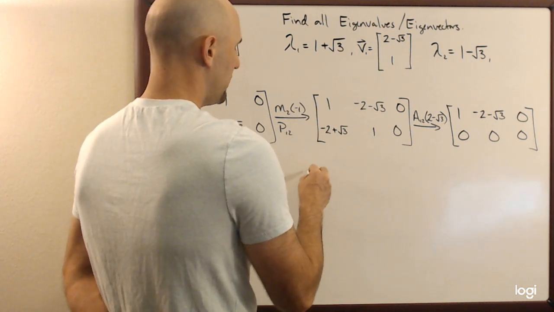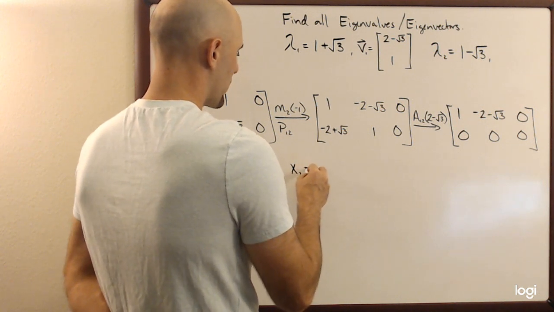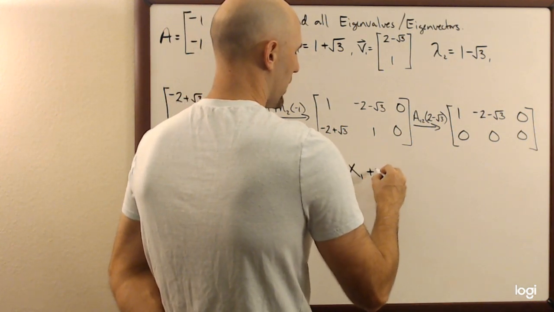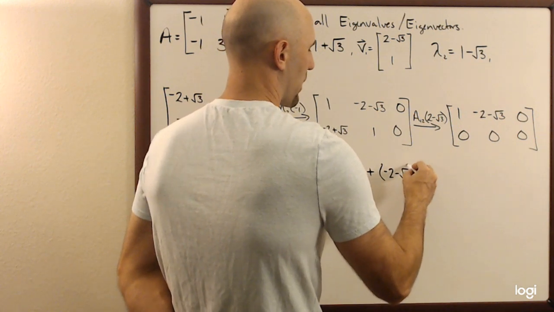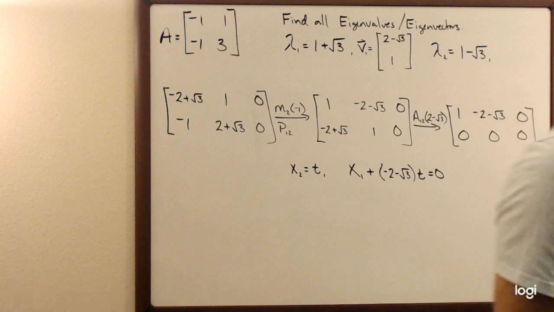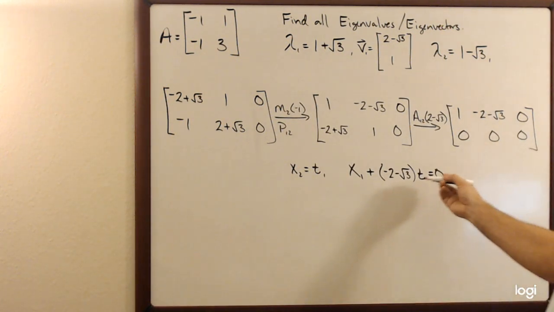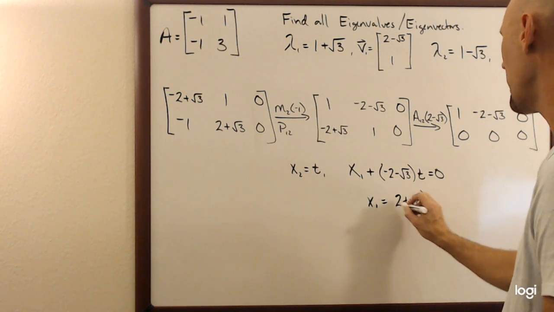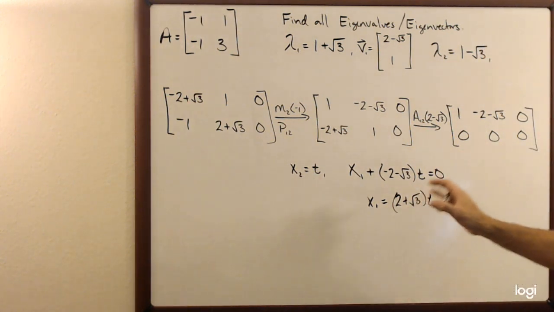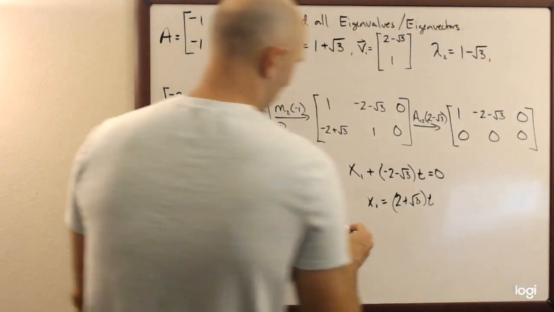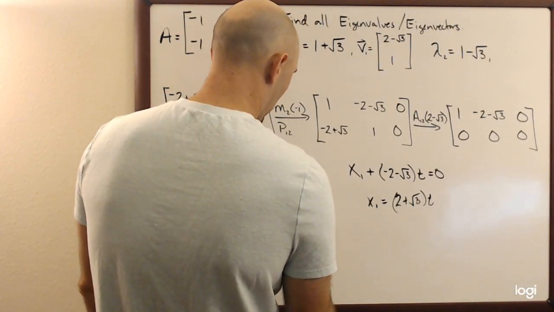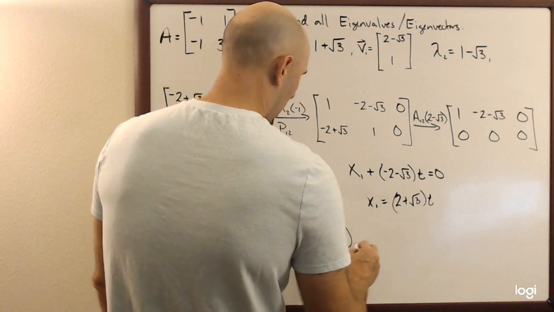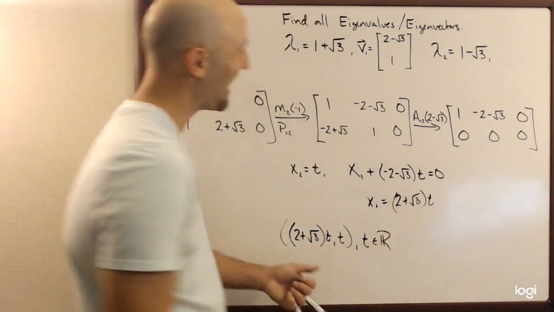And what I notice then is that, let's let x2 equal t. So I've got 1 times x1 plus negative 2 minus square root of 3 t is equal to 0. There's my top equation. And again, solving, I just get x1 is equal to 2 plus square root of 3 t. And again, anything of this type gives me a solution in my eigenspace. So of course, everything of the form 2 plus square root of 3 t, comma t, where t is some real number, is in the eigenspace for this eigenvalue.